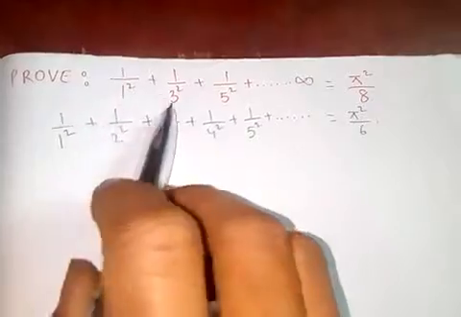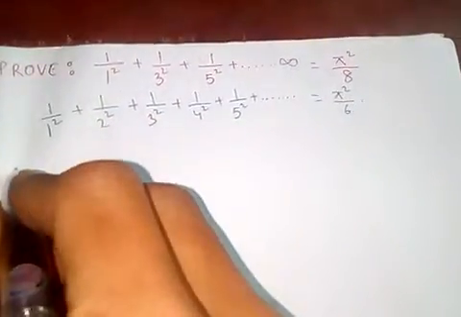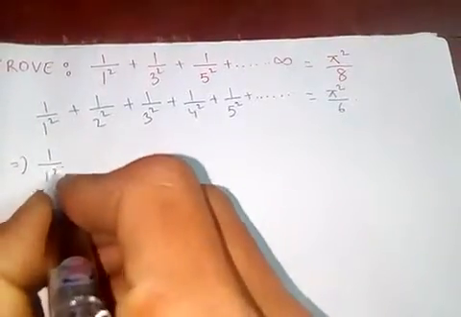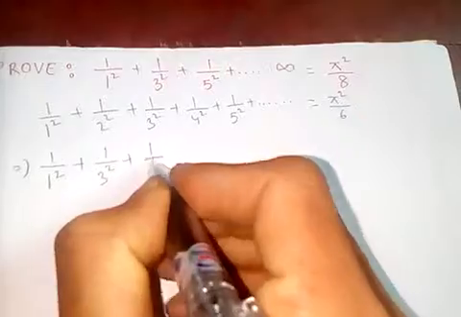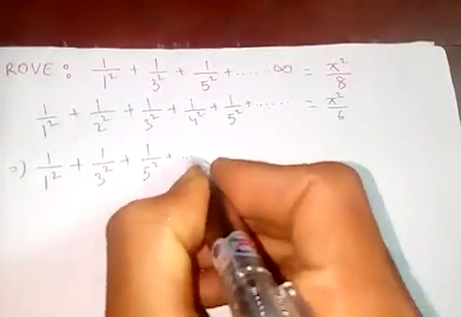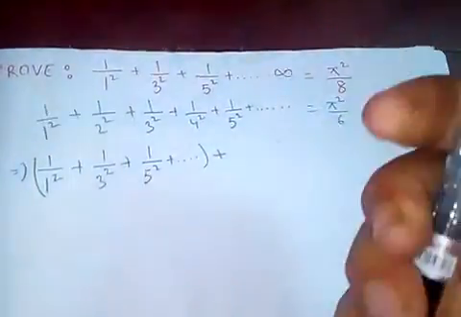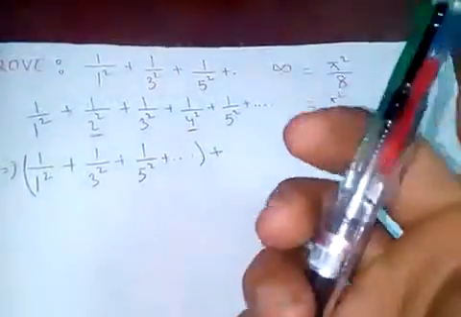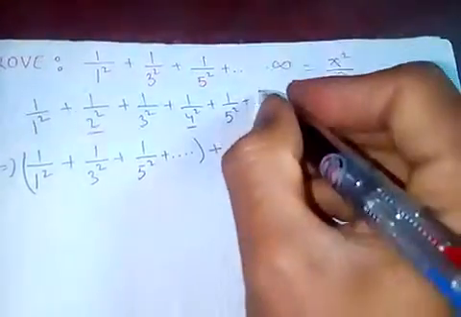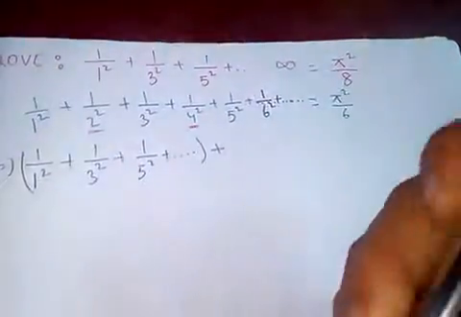Now, since we need only odd numbers, which is this, this, and this, let me take them out separately. 1 over 1 squared plus 1 over 3 squared plus 1 over 5 squared plus, and so on. Let me take this as 1 plus. Now if you see this, the next term will be 1 over 6 squared plus and so on.